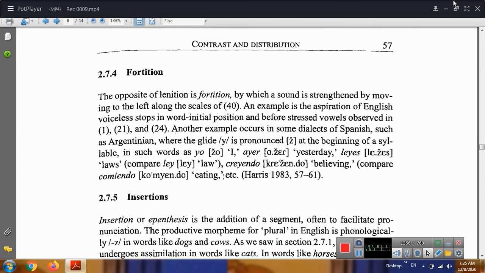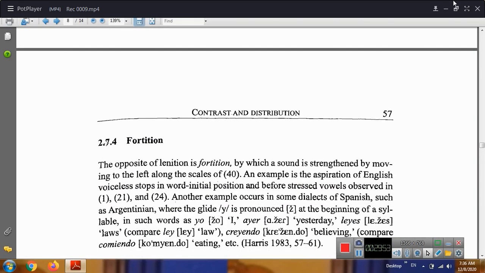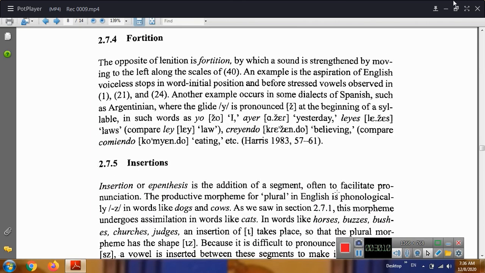Another process is fortition, which is the opposite of lenition. As I told you, lenition occurs at the end of the syllable and at the end of the word, and in the intervocalic environment. The common environments for the lenition process are the end of the word, the end of the syllable, and intervocalic situations. But for fortition, which is the opposite of lenition, the common environment is the word-initial position, and before a stressed vowel we have fortition.